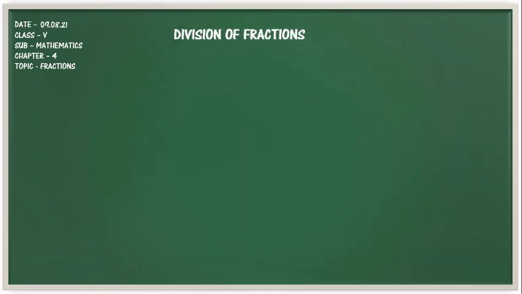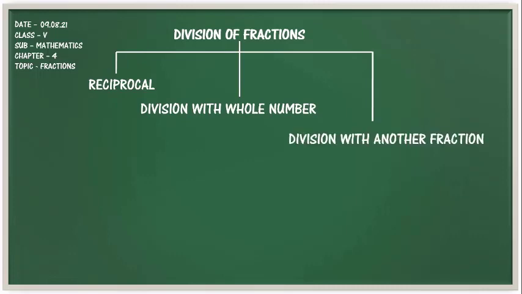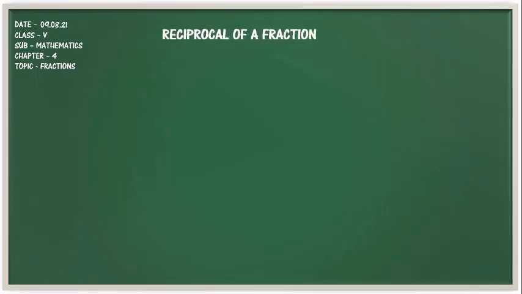Division of fractions can be done in three ways. The first one is the reciprocal of a fraction, the second one is division with a whole number, and the third is division with another fraction. Reciprocal will help us in the rest of the two methods. Reciprocal of a fraction. Here we have some fractions. The reciprocal of a given fraction means another fraction obtained by interchanging the denominator and the numerator of the given fraction. For example, 3 by 5, 7 by 11 and 30 upon 50.